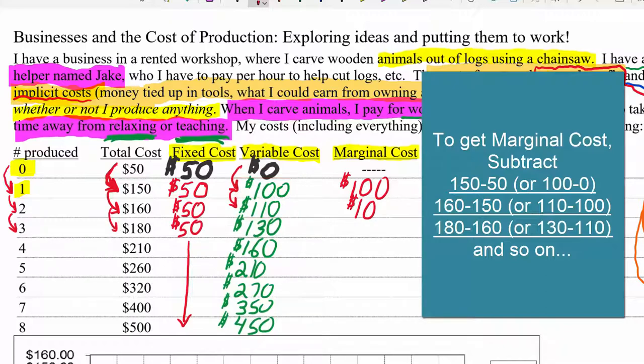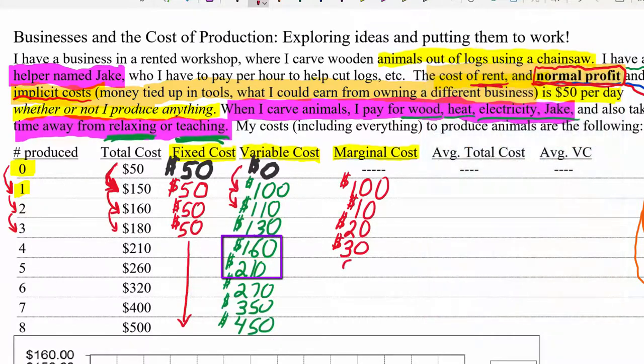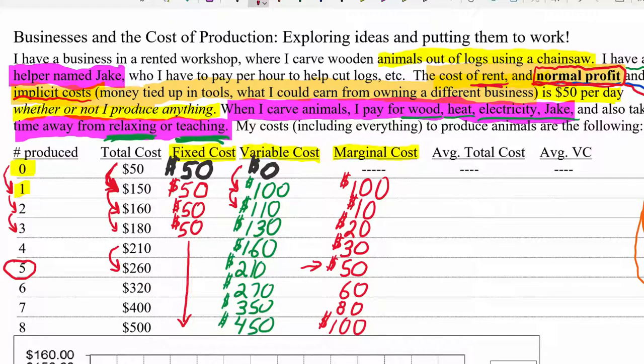The third unit costs us $20. The fourth unit costs us $30. Looking at 160 minus 130, 210 minus 160. Well, that's $50. $60 for the sixth unit, $80 for the seventh unit, and $100 for the eighth unit. What the marginal cost tells us is when we decide to produce that one unit, how much did that one unit cost? Well, if we produce the fifth unit and it causes our total cost to go up by 50, then we can say that the fifth unit itself cost us $50. So that's the interpretation there.